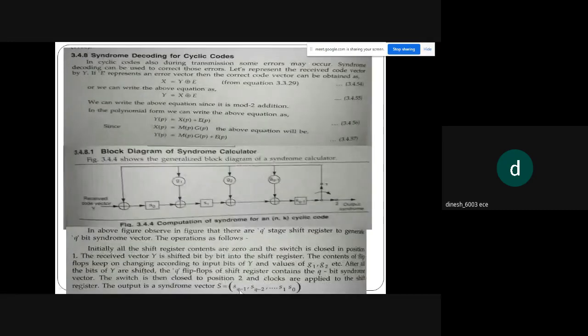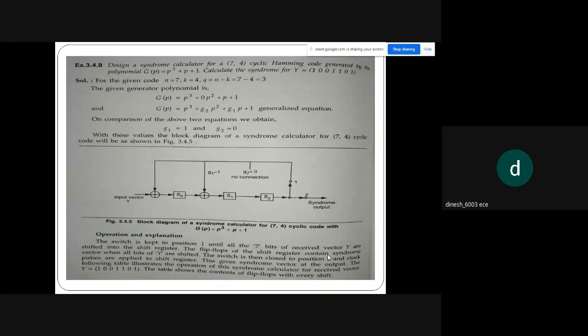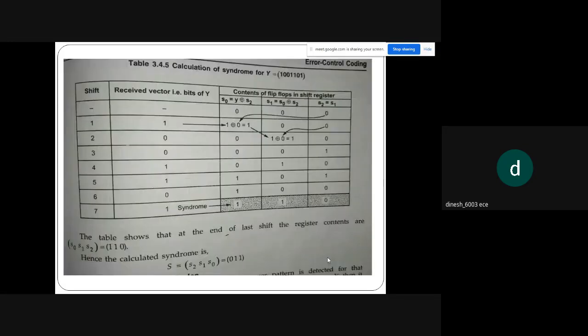But our calculated syndrome is always written in the format S(q-1), S(q-2), S(q-3), S(q-4) till S1, S0. We should write it in this format for calculating the syndrome, hence the format should be rewritten as S2, S1, S0. So we get 0, 1, 1. This is your syndrome for this problem. Hence we have designed the syndrome for the received Y, 1001101. This is your syndrome for this received bit of Y.